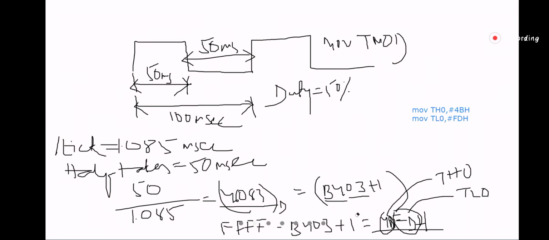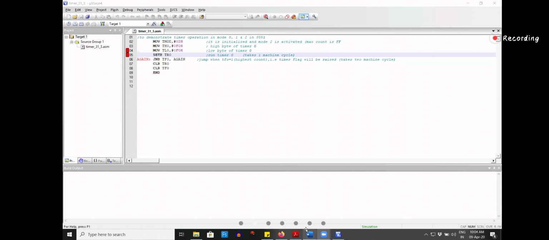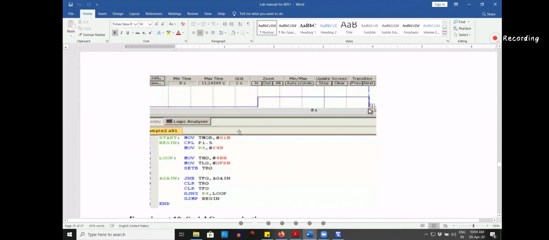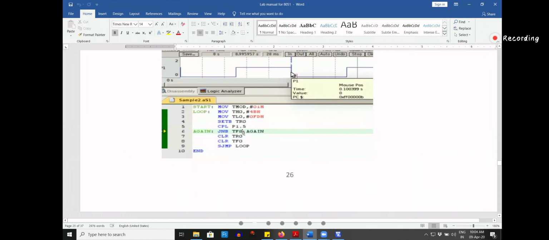Plus 1 because the count starts from 0. That's why I need to subtract this. The remaining value will go into your TH0 and TL0. Okay. Coming back to this calculation again. See, that's what I think I have done. Yeah, 4BFD. See 4B, this one.